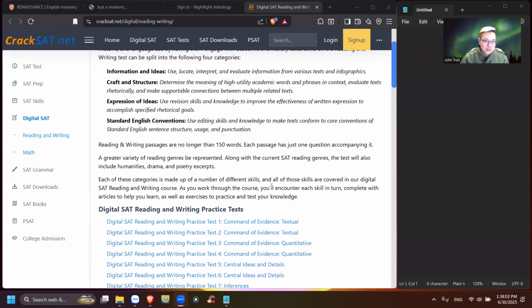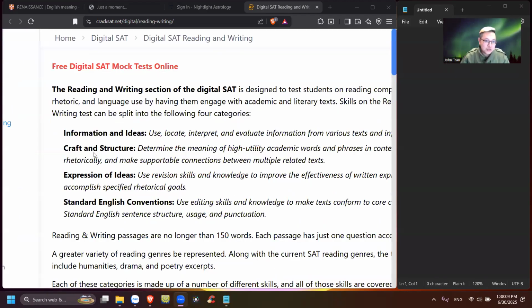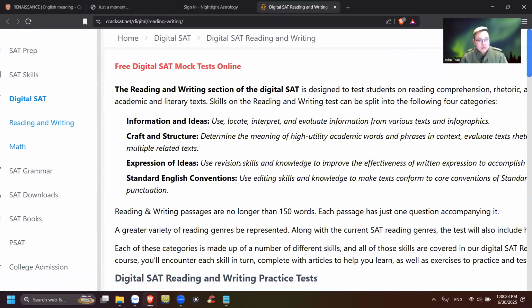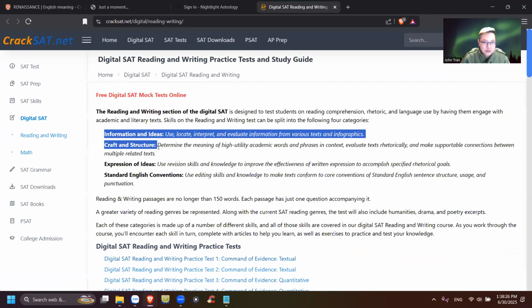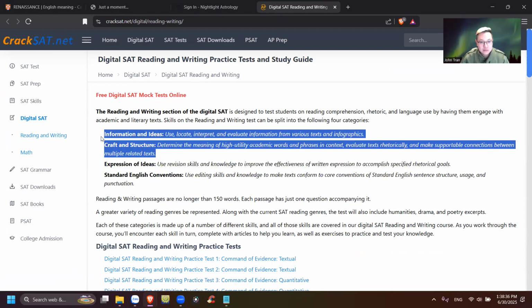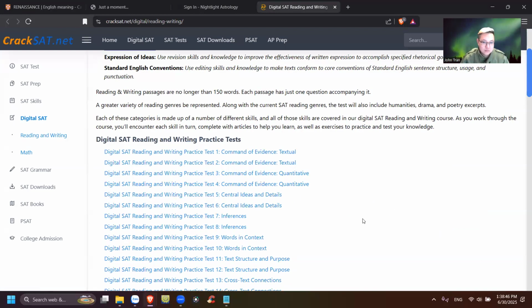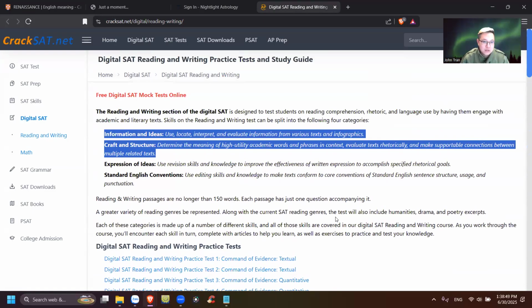You said that you need help in which part of the SAT reading? We have information and ideas, craft and structure, expression of ideas, and standard English conventions. When I look at the results, I see that my weaknesses are craft and structure and information and ideas. So the other things are fine with you? I think so, but it's better to practice all. But the focus should be the upper ones: information and ideas, craft and structure.